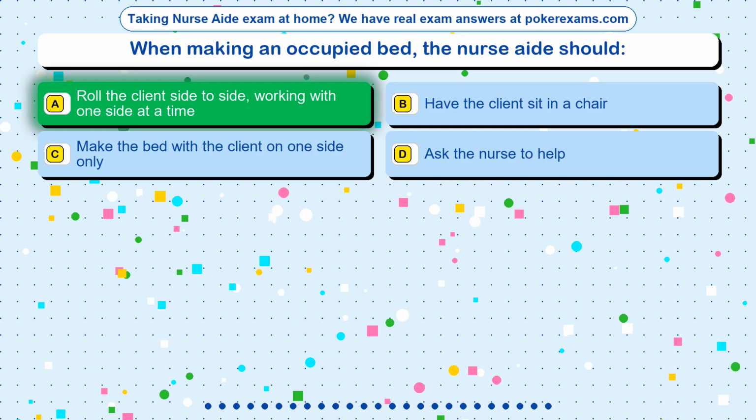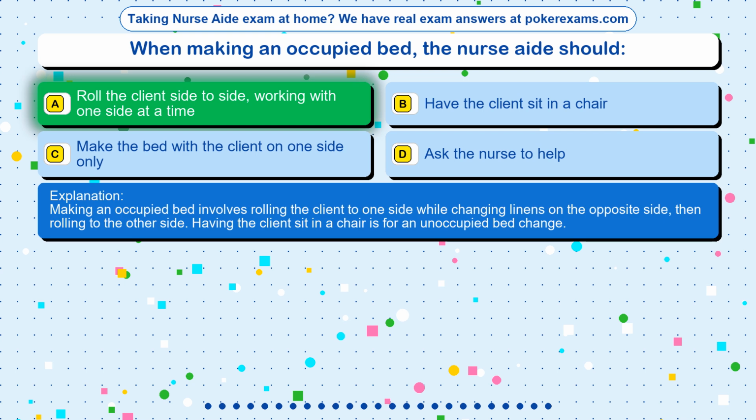The correct answer is option A. Roll the client side to side, working with one side at a time. Making an occupied bed involves rolling the client to one side while changing linens on the opposite side, then rolling to the other side. Having the client sit in a chair is for an unoccupied bed change.